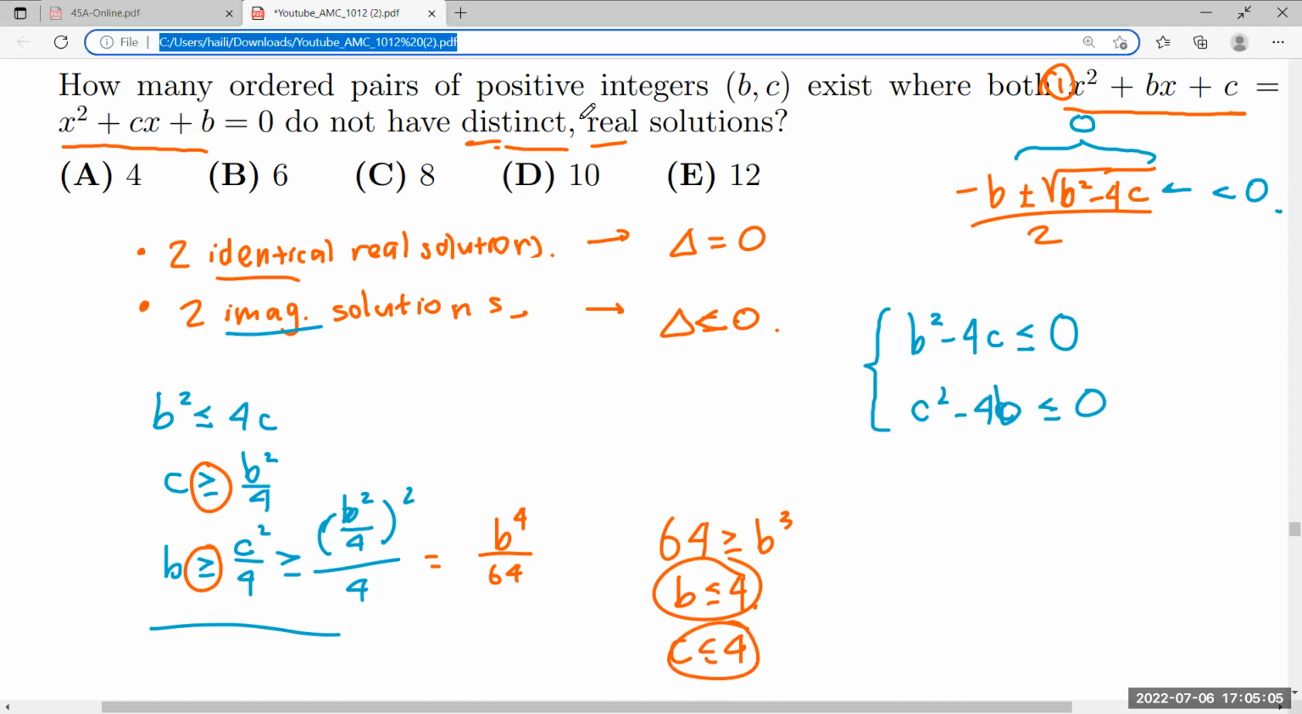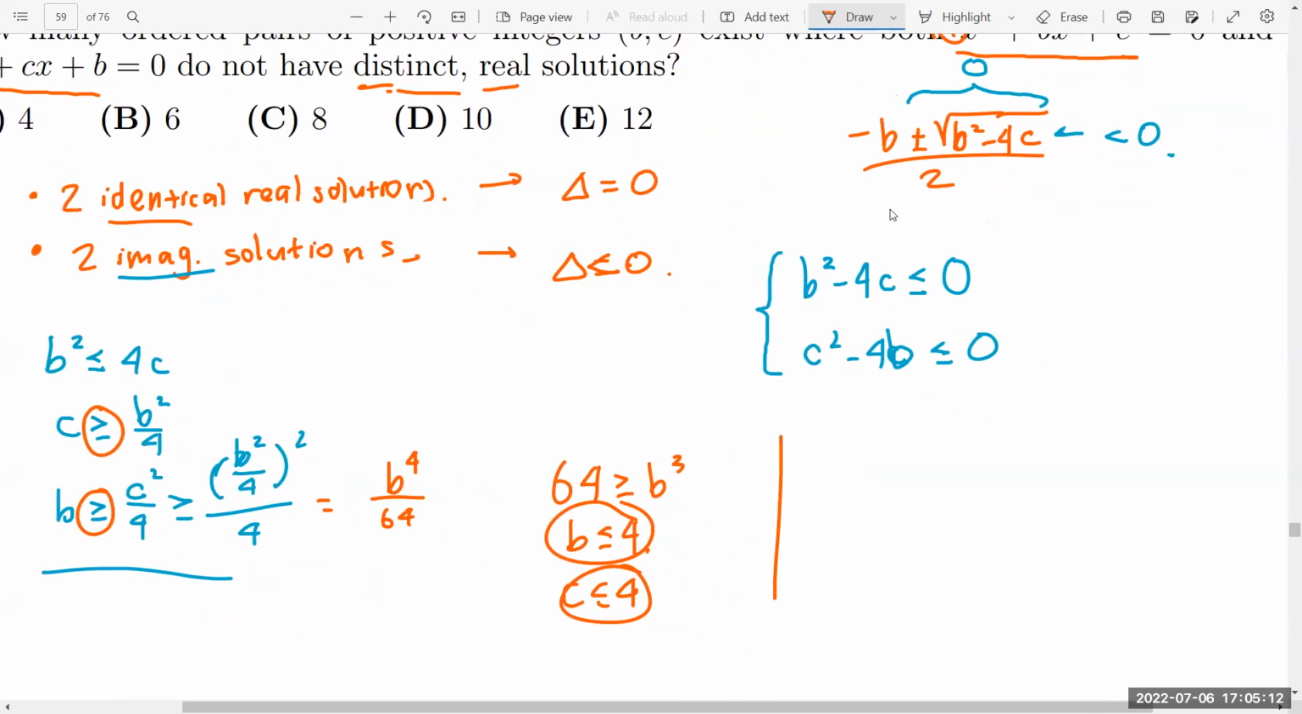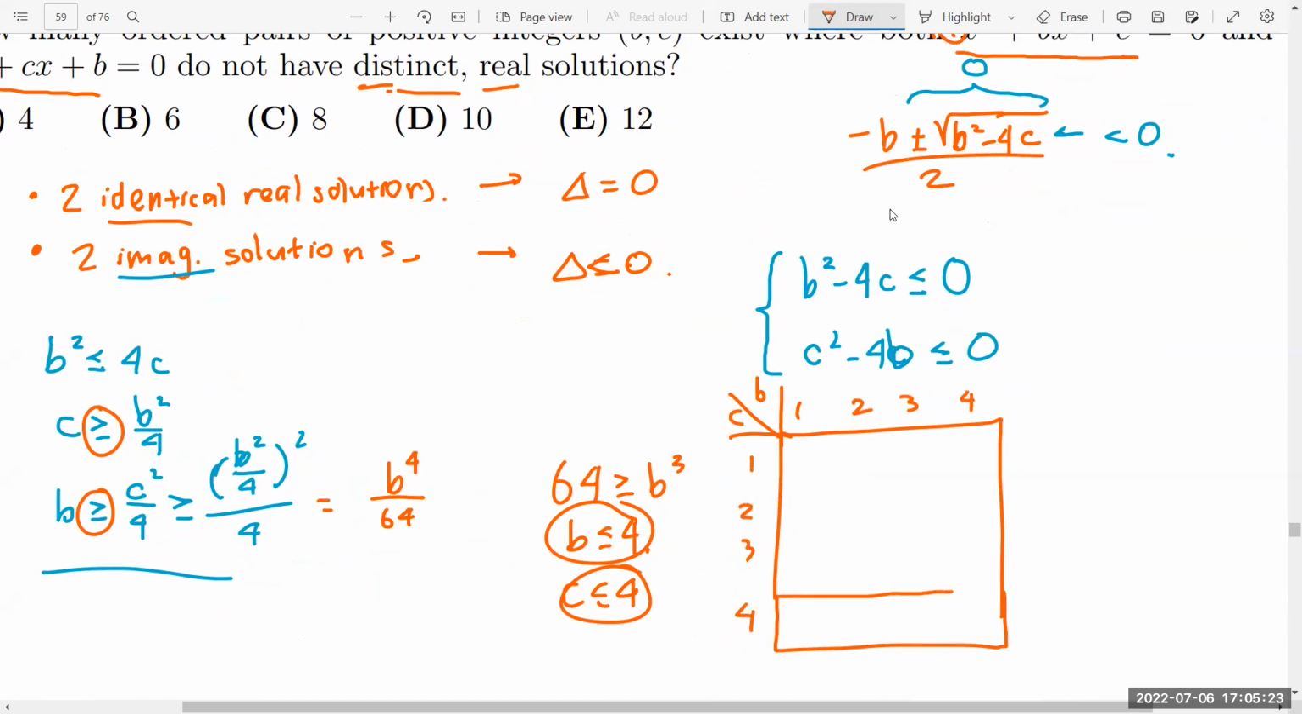So now we take a look at what it's asking, right? We have positive integers b and c. So that limits our choices a lot, actually, because there are only so many choices for b and c. They can only be 1, 2, 3, or 4 for each of these, which is good because now we can just look at each case separately, right? All right. So to do this, I'll put a check whenever it satisfies these two constraints, okay?